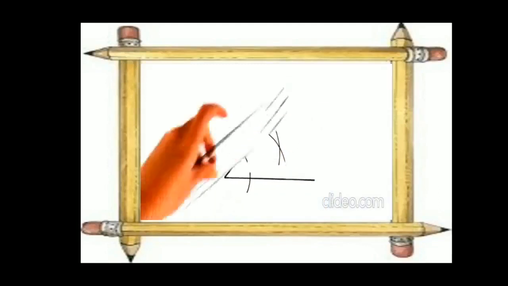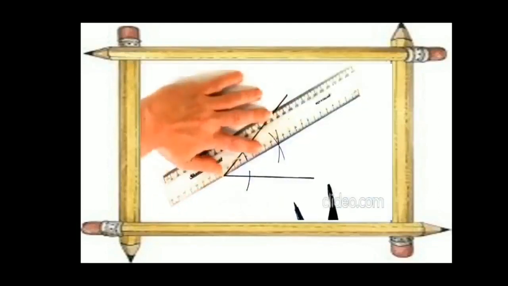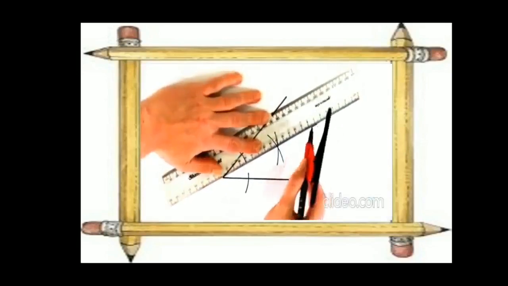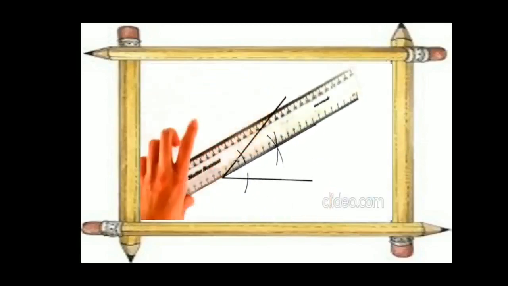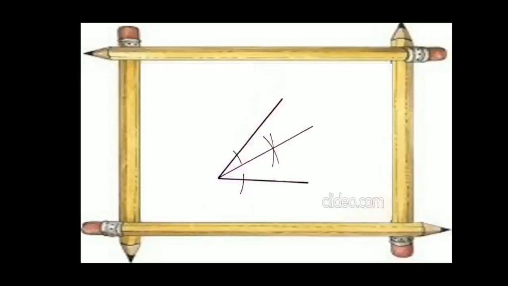Now join CX. So the line which you got here is the angle bisector of this particular angle. Okay, understood? Now we will see the steps of construction for the same.